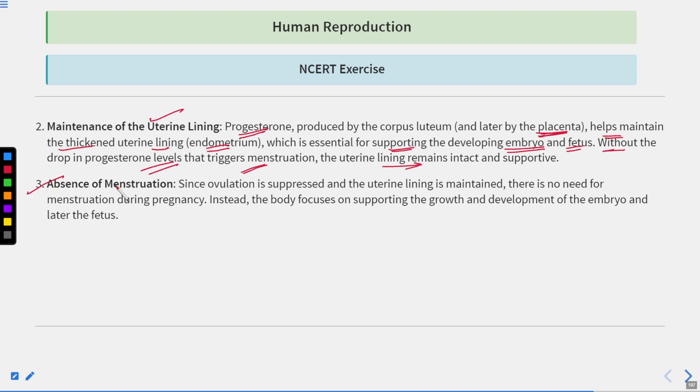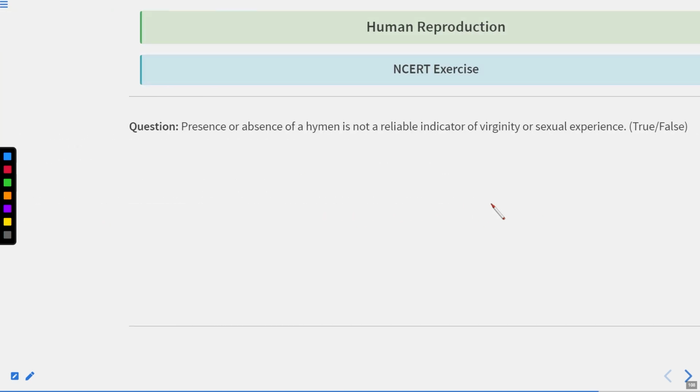So, there will be no bleeding, so there will be absence of the menstruation. Now, since the ovulation is suppressed and the uterine lining is also maintained, there is no need for the menstruation during the pregnancy. Clear? Instead, the focus is on growth and development of the embryo.